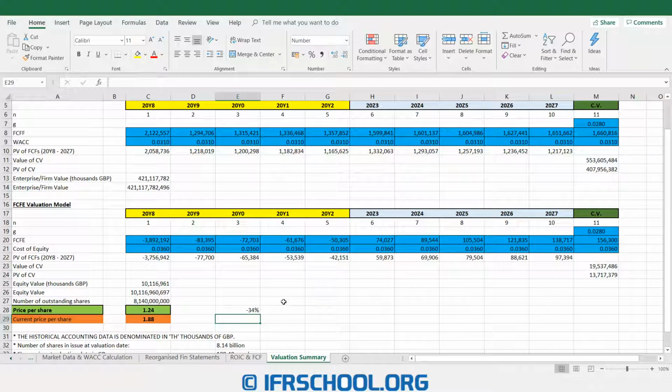Now is the time for a few caveats. Number 1, valuation is a subjective exercise. It is based on your beliefs and assumptions about the future. It is an art, not a science.